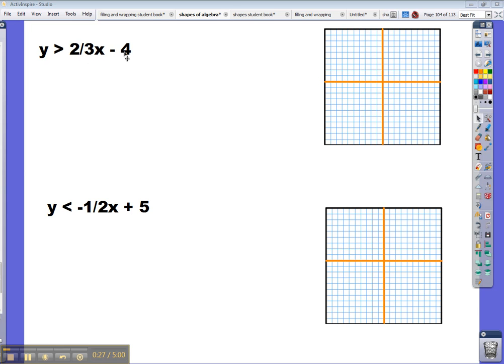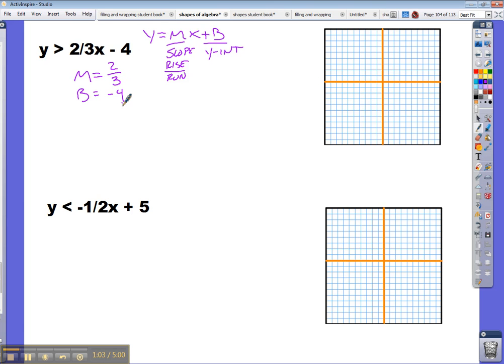So y is greater than 2/3 x minus 4. First we need to figure out what the slope is and what the y-intercept is. You'll remember that y is equal to mx plus b, b being the y-intercept, m being the slope, and slope is in rise over run form. So our slope is 2/3, and that's positive, and our y-intercept is -4.